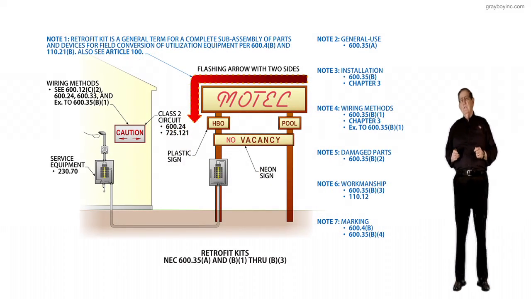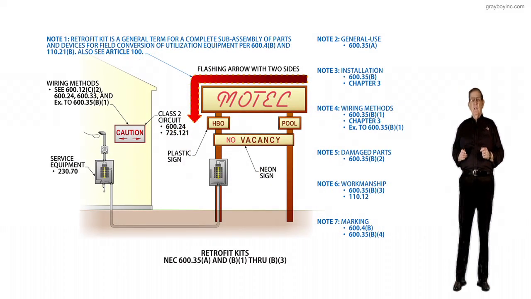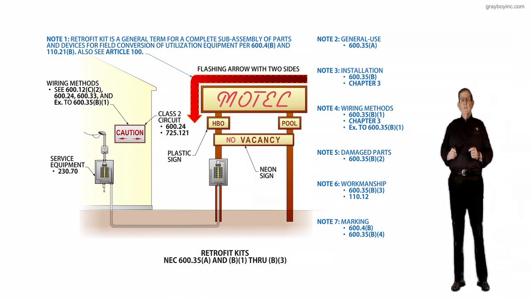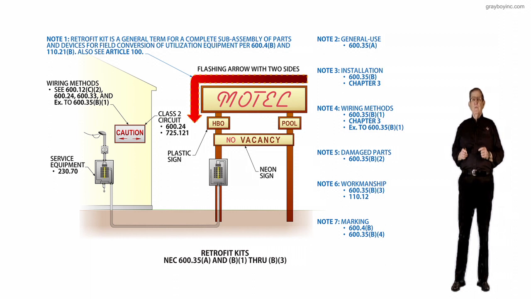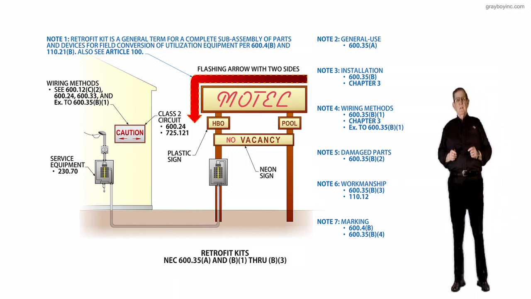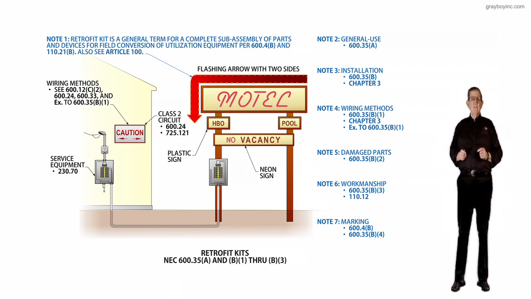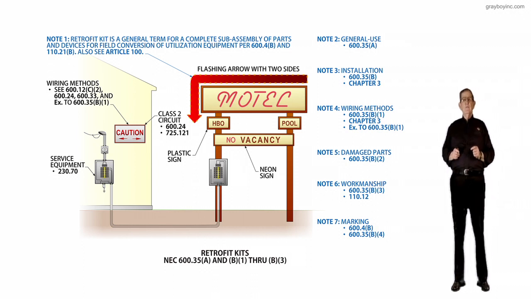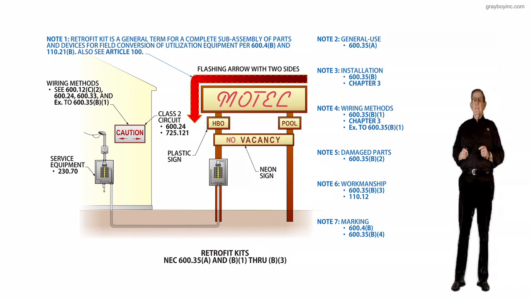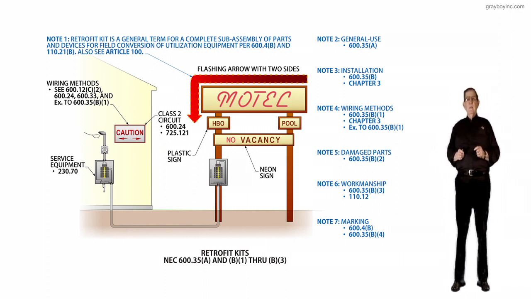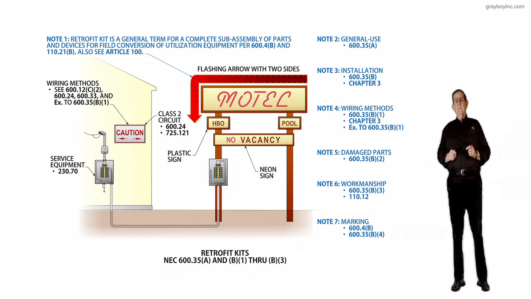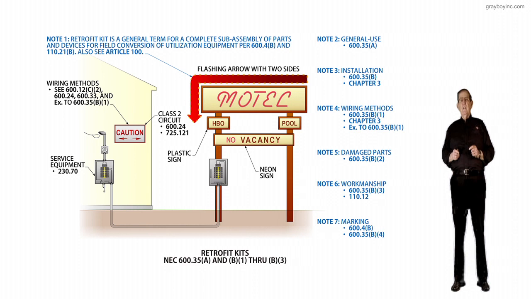This illustration deals with retrofit kits in accordance with 600.35(A) and (B)(1) through (B)(3). The purpose of the change was to accept a new section. A new section has been added to address the installation requirements for retrofit kits. See general use retrofit kit and sign specific retrofit kits.